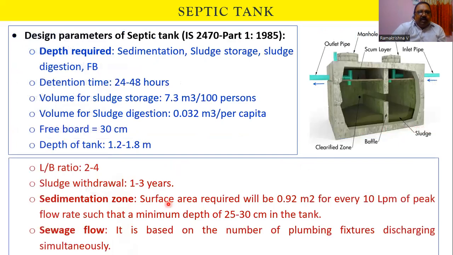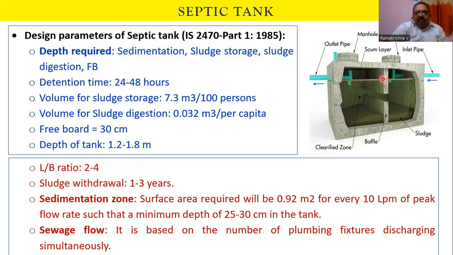So now let us look at the design details. We have a code book, IS 2470, Part 1, 1985. Some design parameters are mentioned. The depth required in the septic tank is for sedimentation of the solids in the tank, space required for sludge storage, space required for sludge digestion, and freeboard.